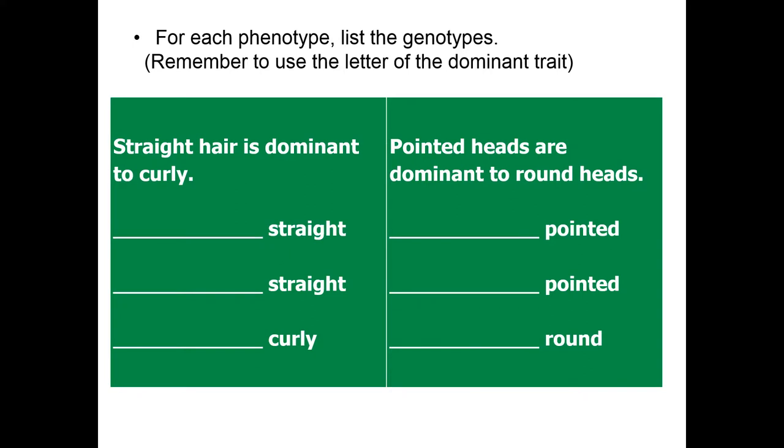So for each of these phenotypes, give me the respective genotypes. Straight hair is dominant to curly hair. Straight hair could be two copies of the dominant allele, or you could be heterozygous. And if you're curly, you're homozygous recessive. Now, let's say pointed heads are dominant to round heads. Well, pointed heads: homozygous dominant or heterozygous. If you have a round head, this is a recessive condition, homozygous recessive.